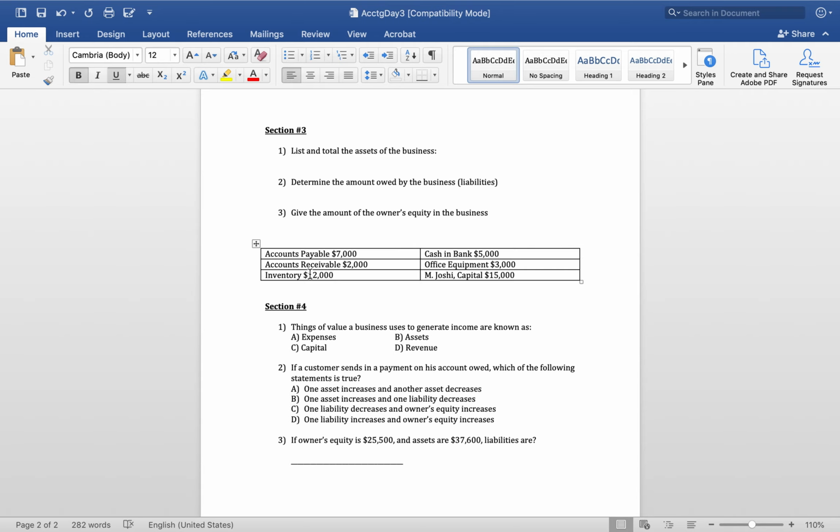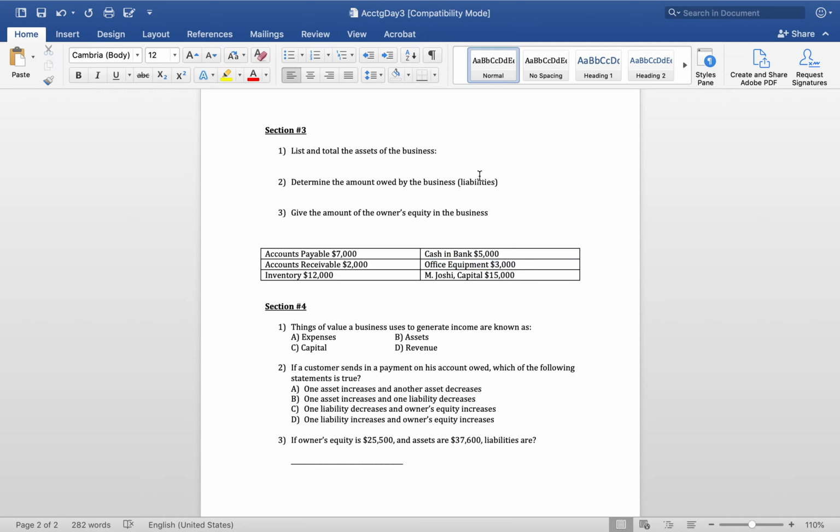And as we go, we will find that accounts receivable is an asset. Inventory is an asset, something we own, something that holds value. Cash is an asset. Office equipment would also be an asset. So we have those 4 asset categories. List and total the assets there. So you'll put those 4 categories in there.